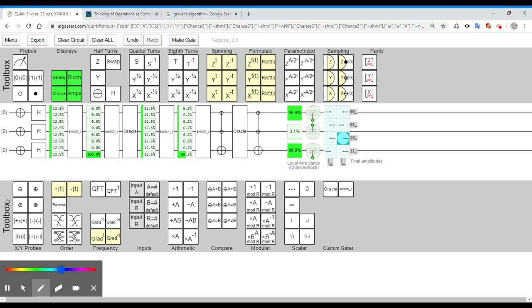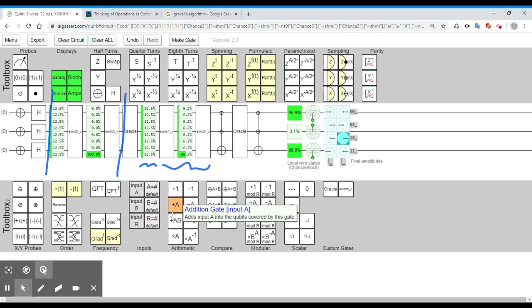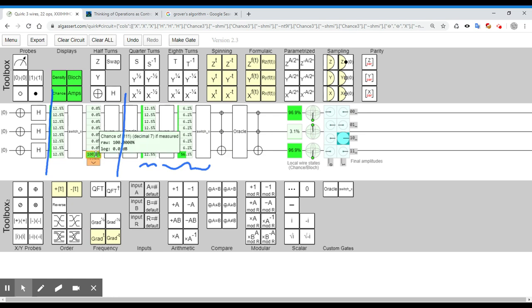So here we've got our superposition. These are our displays. This is the oracle, and these again are displays. The Z and the X. Now that's interesting. What we see in here is that it seems like part of this certainty has been taken and basically spread across everything else.